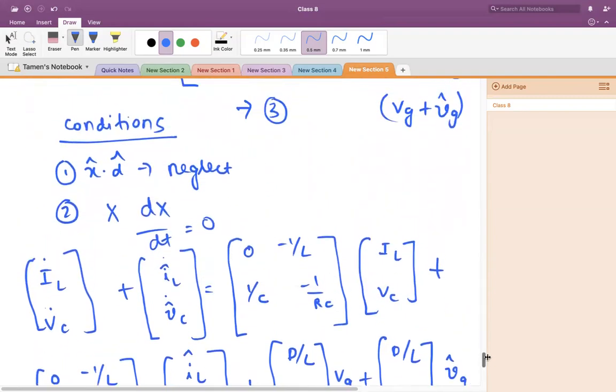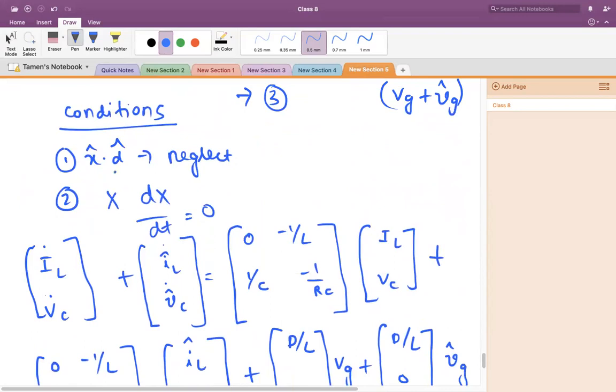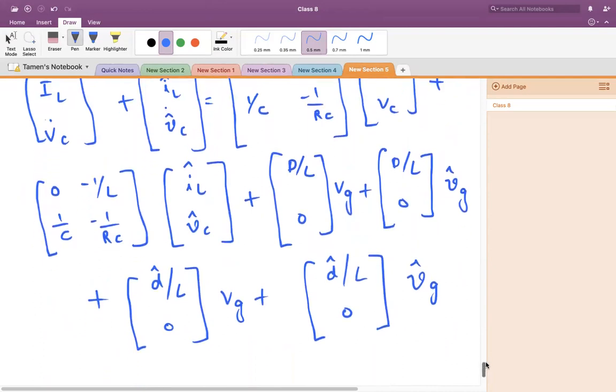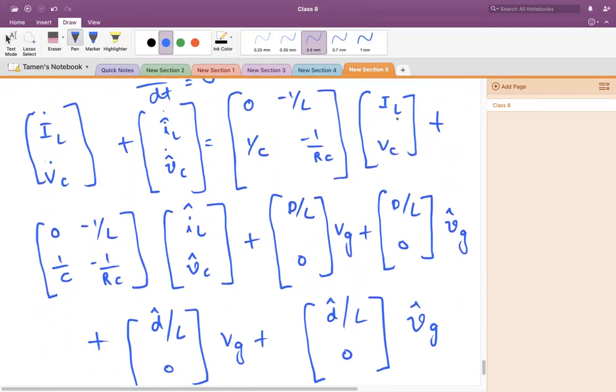Now we have to follow these conditions. What does the condition say? That if two variations are multiplied together, then you can neglect it. So you see, in this case, we have constant, no problem. We have constant and one variation, no problem. We have constant, steady state, steady state. We have steady state, small signal. We have small signal, constant, no problem. We have small signal, small signal. So these are multiplied together. So now this will be 0.